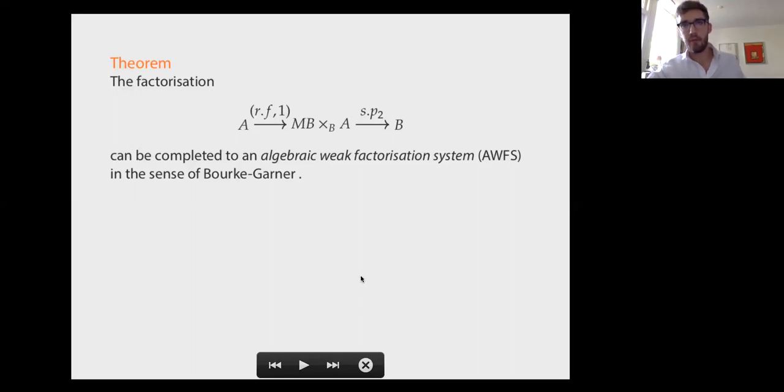And an algebraic weak factorization system, for those not in the know, consists of a left class of maps and a right class of maps, but they're not actually just classes, they're two categories. The left one is a category of co-algebras, and the right one is a category of algebras for the comonad, where the comonad is given by the functor which takes the left bit of your arrow, and the monad is given by the functor which takes the right bit. And they look a bit like this.